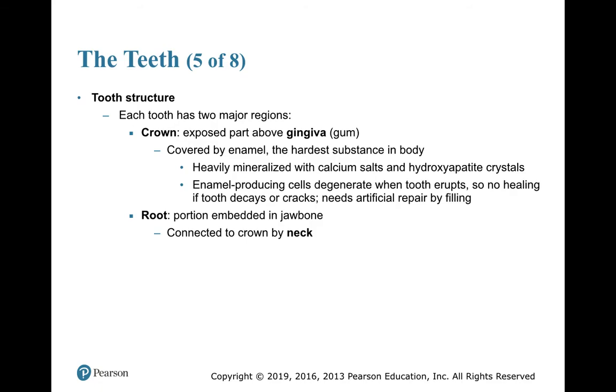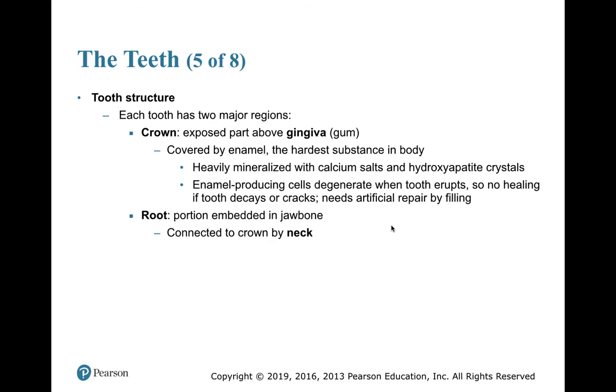Each tooth has 2 major regions. The crown, we already mentioned before, is the exposed part above the gingiva, which is the gum. It's covered by enamel. Enamel is the hardest substance in the body. It is not bone, but it's actually harder than bone. It's heavily mineralized with calcium salts and hydroxyapatite crystals. The cells that produce enamel degenerate when the tooth erupts, so you cannot replace enamel. If it decays or cracks, you need to artificially repair it by filling.